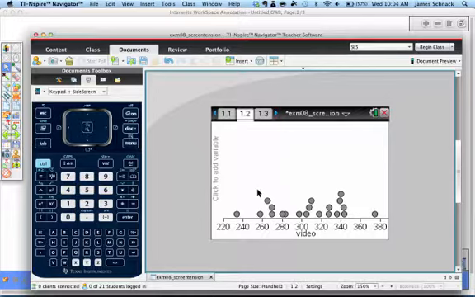Are we 100% sure about that? No. But we have sufficient evidence to say that it did come from a normally distributed population.